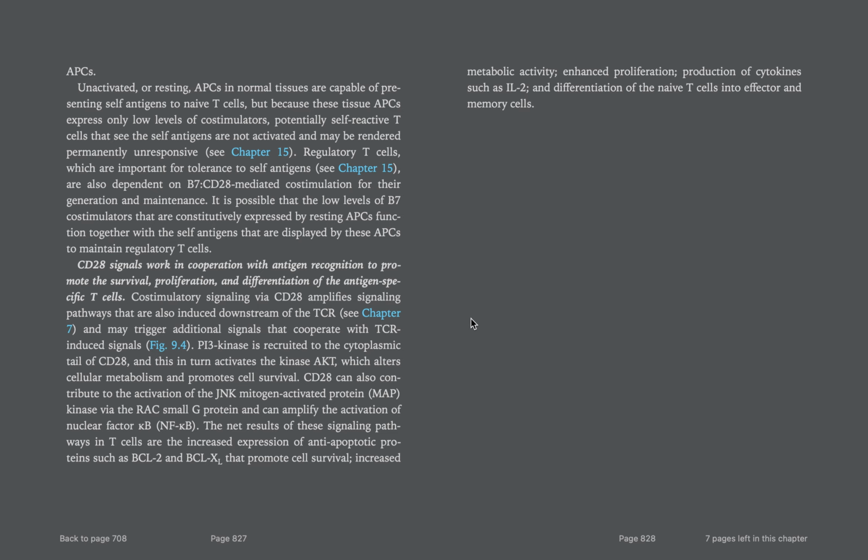CD28 can also contribute to the activation of JNK, a mitogen activated protein kinase, via the RAC small G proteins and can amplify the activation of nuclear factor kappa B. The net result of this signaling pathway in T cells is the increased expression of anti-apoptotic proteins such as BCL-2 and BCL-XL that promote cell survival, increase metabolic activities, and enhance proliferation and production of cytokines such as interleukin-2, and proliferation of naive T cells into effector and memory cells.